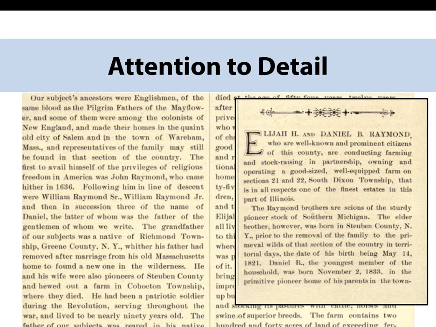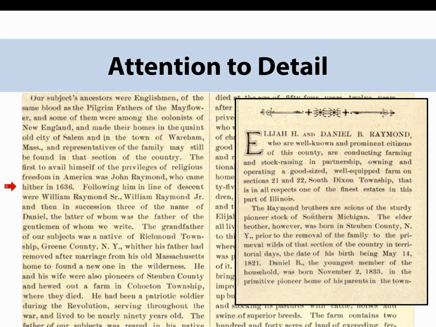So if you notice, this sketch is including some very specific information. I mean, we're getting that the immigration date is 1636, but we're also getting some very general information in that they're sharing the same blood as the Pilgrim Fathers of the Mayflower. I mean, what does that mean? So we need to be critical of that particular statement.